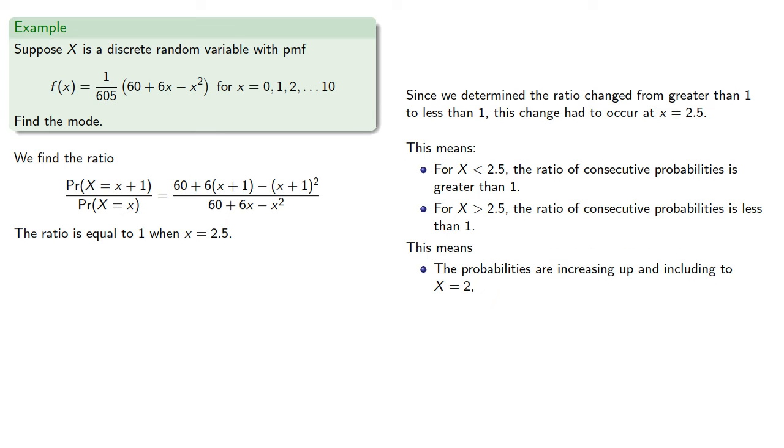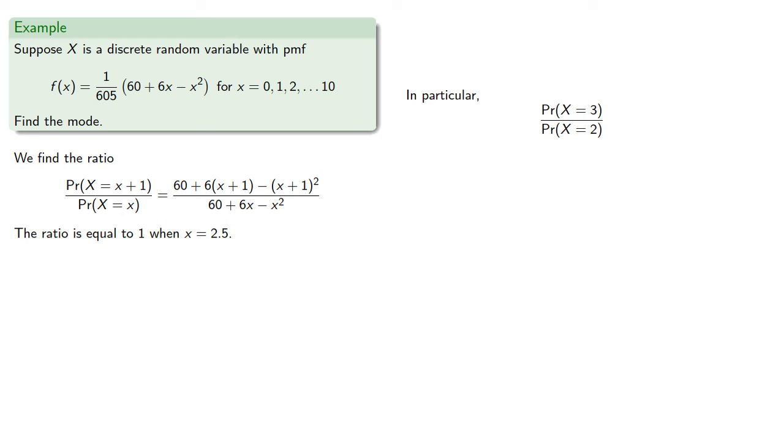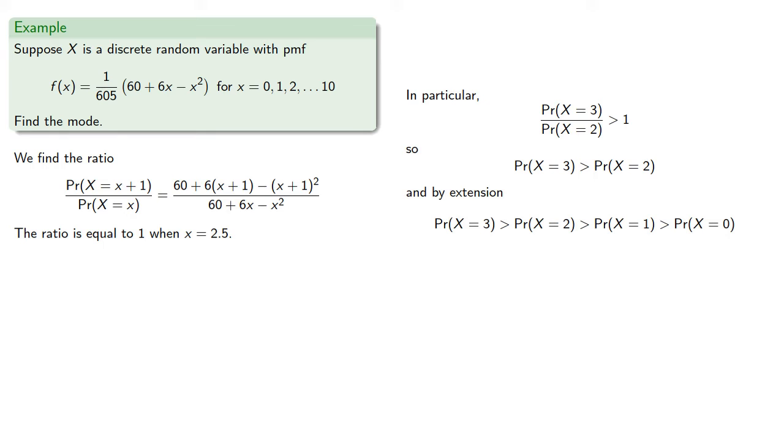This means the probabilities are increasing up to and including x equals 2, and the probabilities are decreasing after x equals 3. And be careful with that, because this means that the ratio of the probability that x is 3 to the probability x equals 2, since 2 is less than 2.5, is still greater than 1. So the probability x equals 3 is greater than the probability x equals 2, and by extension, because the ratio is greater than 1, that probability is greater than the probability x equals 1, which is greater than the probability x equals 0.